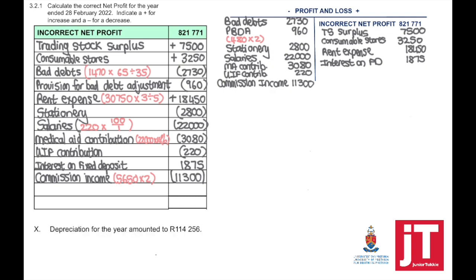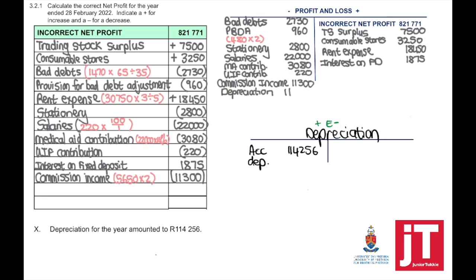Depreciation for the year amounted to 114,256. Depreciation is an expense to the business which should be added to accumulated depreciation. Because it's an expense, it will have a negative effect on the net profit. Now we've looked at all the adjustments. We now have to take the incorrect net profit and plus or minus everything that we have done.